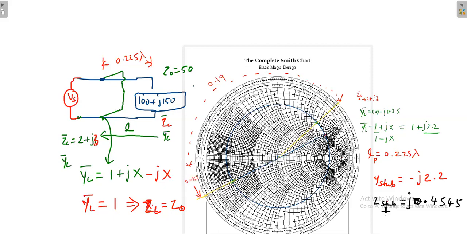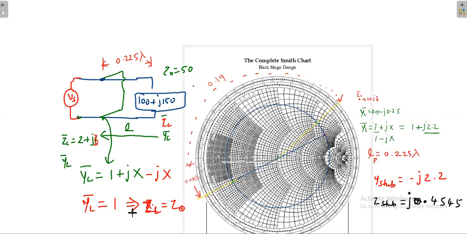Suppose you are going to introduce one stub. If the impedance of the stub is this one, say j 0.4545, then definitely the admittance provided by the stub will be minus j 2.22. Then once if you know the admittance, already you are having some admittance, once if you are in parallel, once if you add this one, then finally you will get your 1. That's the idea.